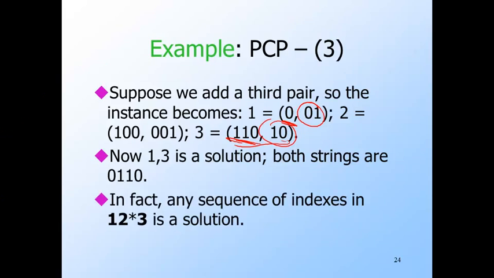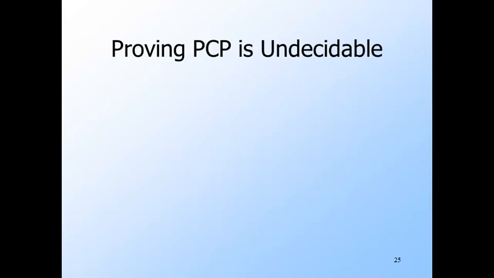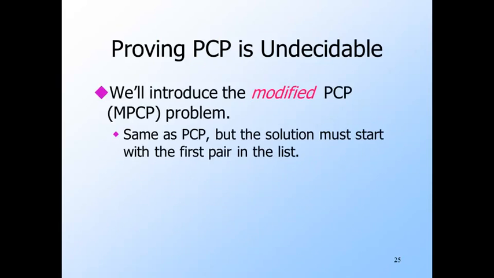In fact, there is an infinity of solutions for this instance. Any string of indexes in the language of the regular expression 1 2-star 3. That is, after the 1, we can use pair 2 any number of times, including 0, obviously, and finally use the pair 3. So here's the plan for proving PCP is undecidable.